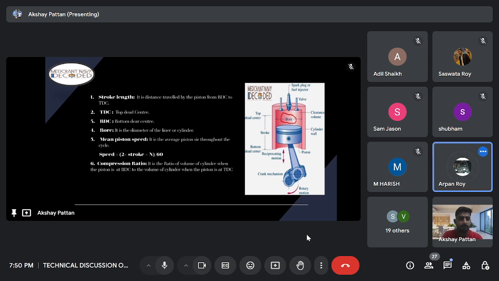So shall we move forward? Guys, can anyone tell me how you classify IC engines? How do you classify the types of IC engines? Anyone?